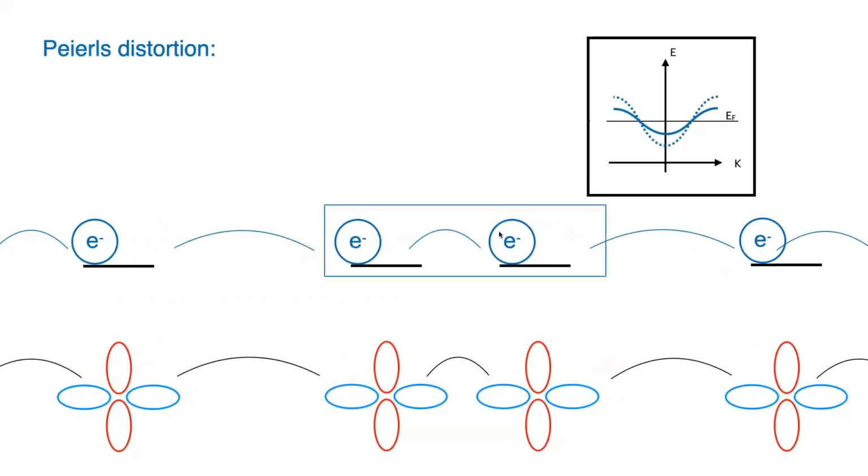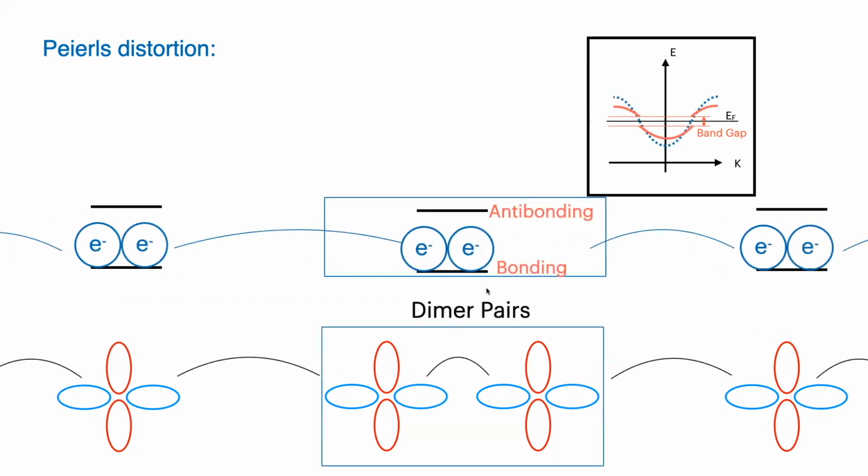One possibility is a Peierls distortion. So some atoms get closer to each other, as you can see here, and they form these dimer pairs. And one way to think of this is that the orbitals actually form these pairs that are then bonding and anti-bonding extended orbitals on this dimer. And this is basically what leads to a band gap opening and the material becoming insulating.